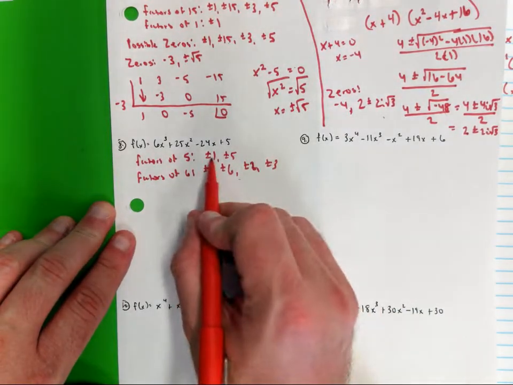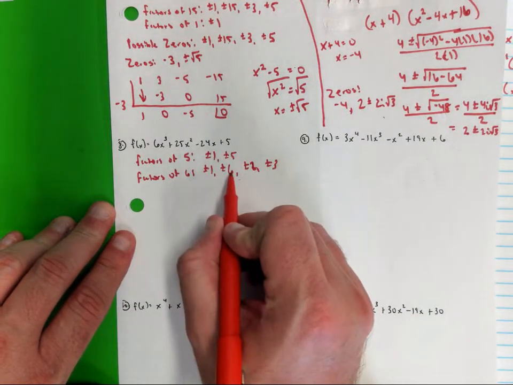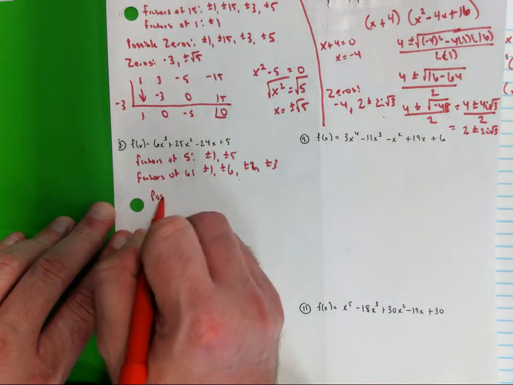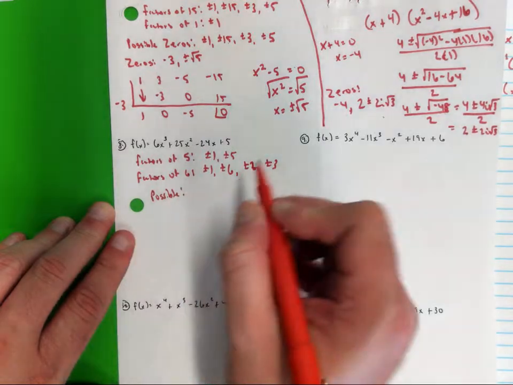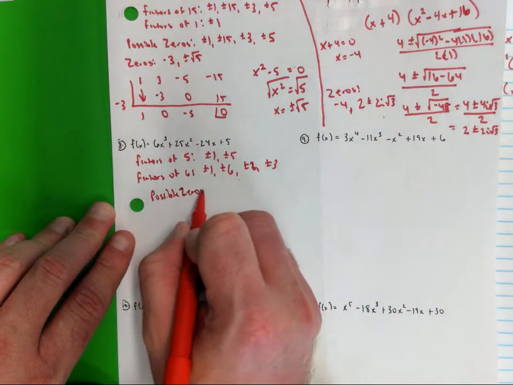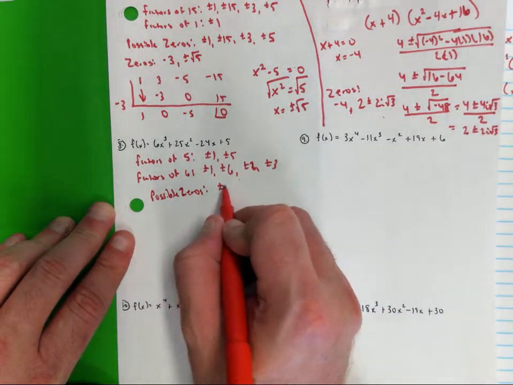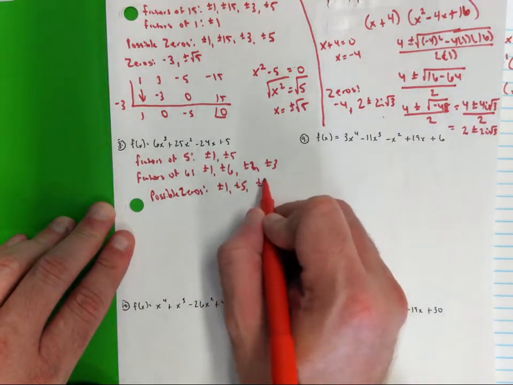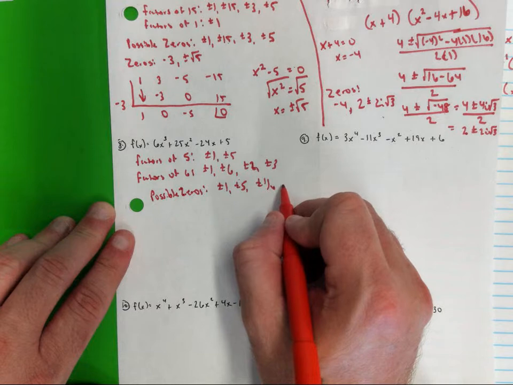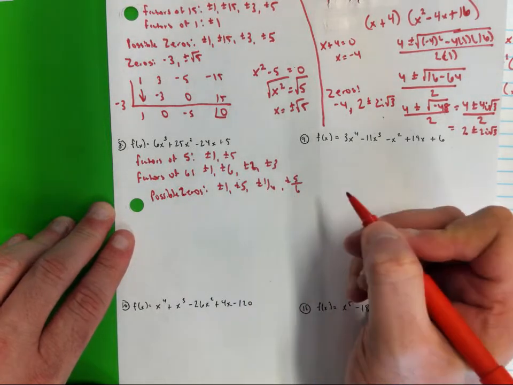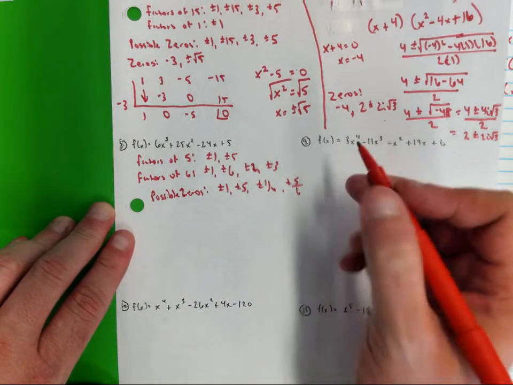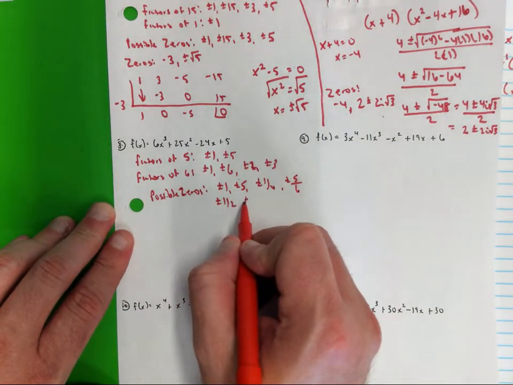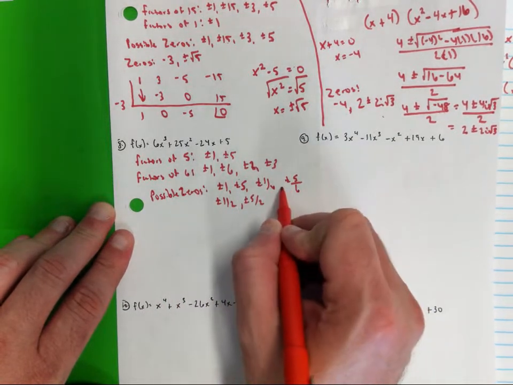All right, I'm going to take each of these and divide it by this, each of these divide by 6, each of these divide by 2, each of these divide by 3. So my possible list of zeros is going to get kind of big. 1 divided by 1 is 1, 5 divided by 1 is 5. 1 divided by 6 is 1/6, 5 divided by 6 is 5/6. 1 divided by 2 is 1/2, 5 divided by 2 is 5/2.